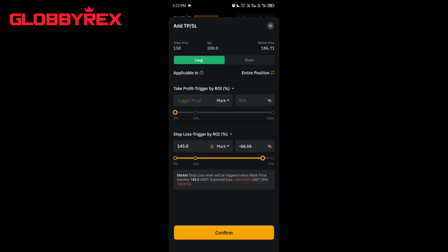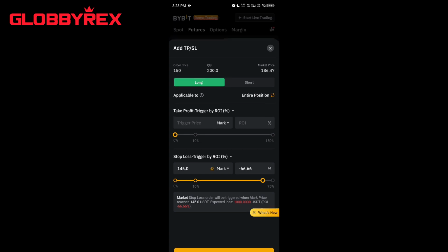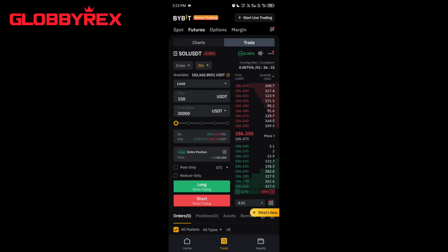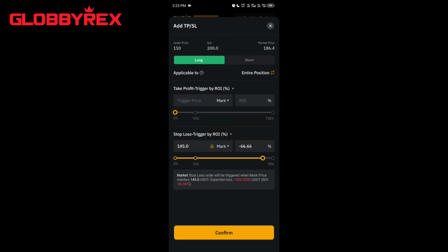So now check exactly. You can see now, if I buy at 150, my stop loss is at 145. My expected loss is going to be $1,000, which is 1% of my account. So look at it. In reality, I'm entering this trade with 1,532.17, which is my position size, the cost. But the only amount at risk is not the whole 1.5. The amount at risk is 1k in that trade.